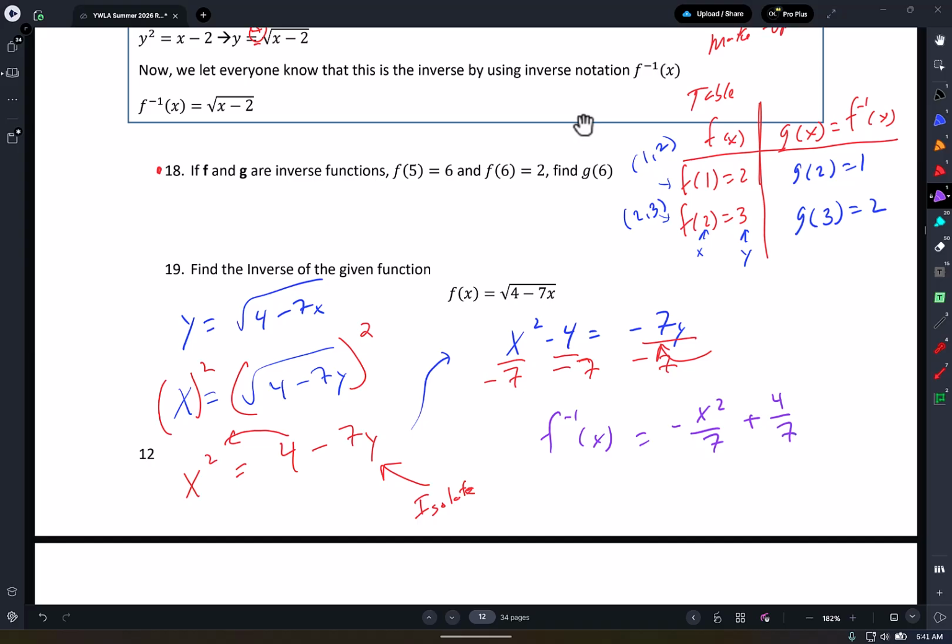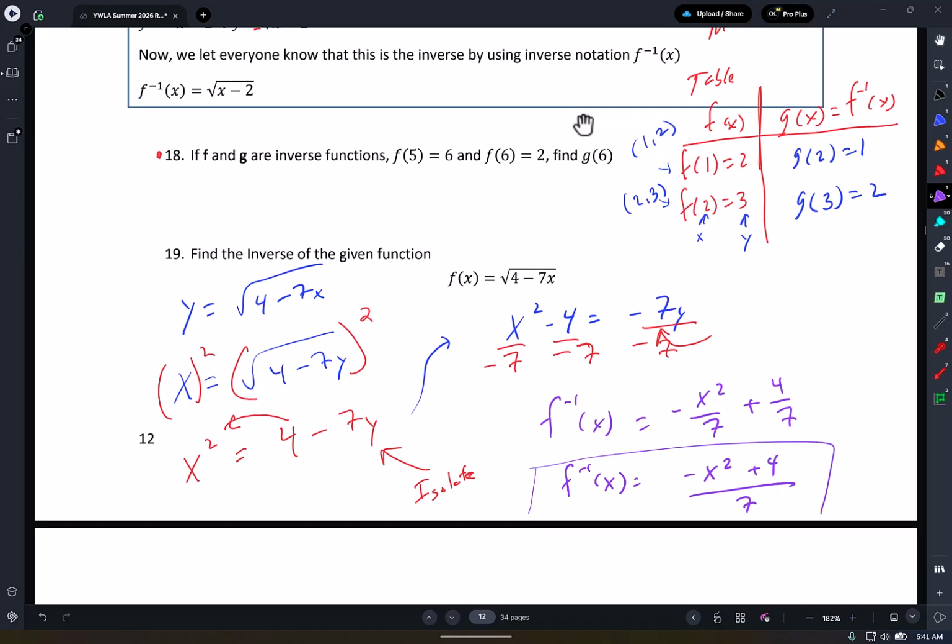I don't see any issues. If you wanted to write it like this, that's fine. Negative x squared plus 4 over 7. Just make sure that negative does not float, because some of you start putting that negative way in the front here, and if you do that, that's not the same expression. So there it is, guys.